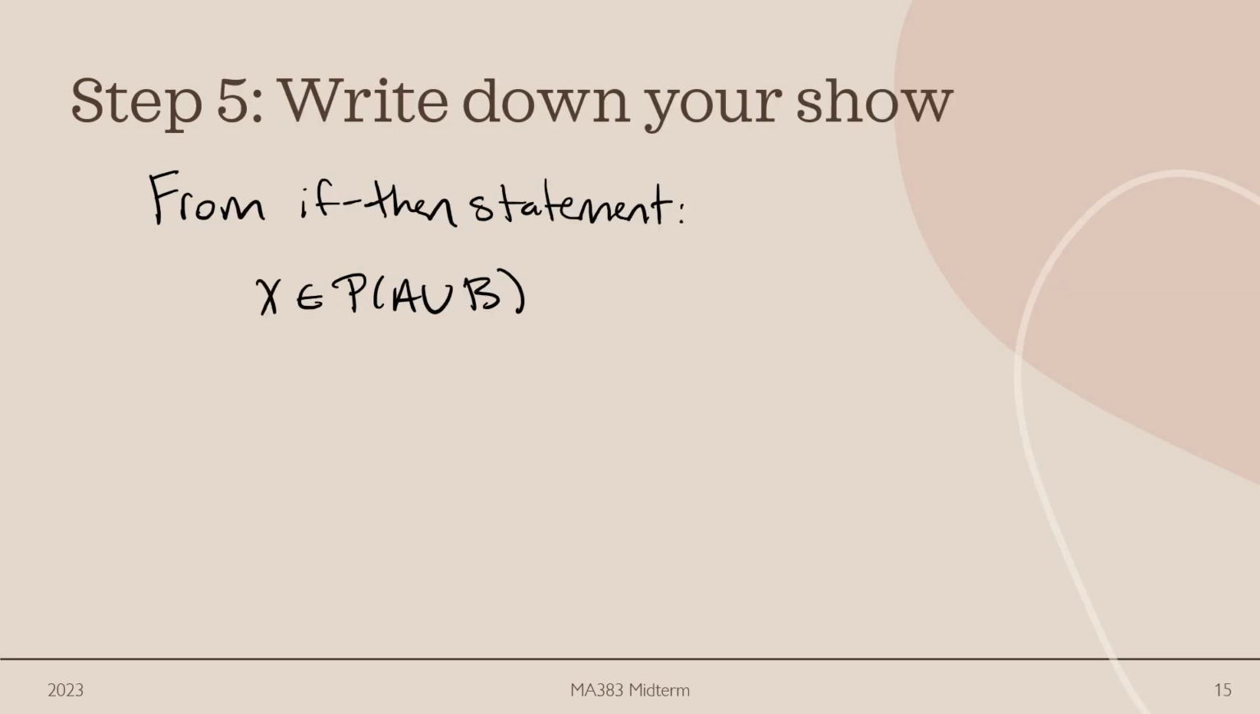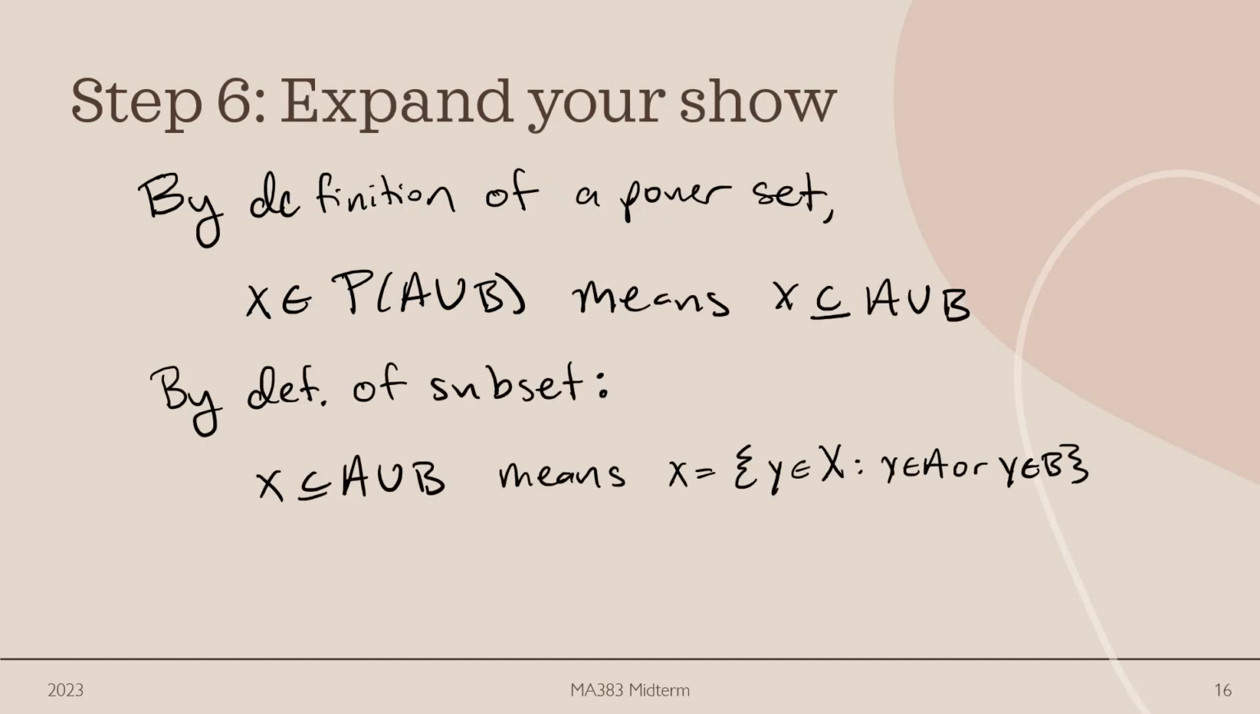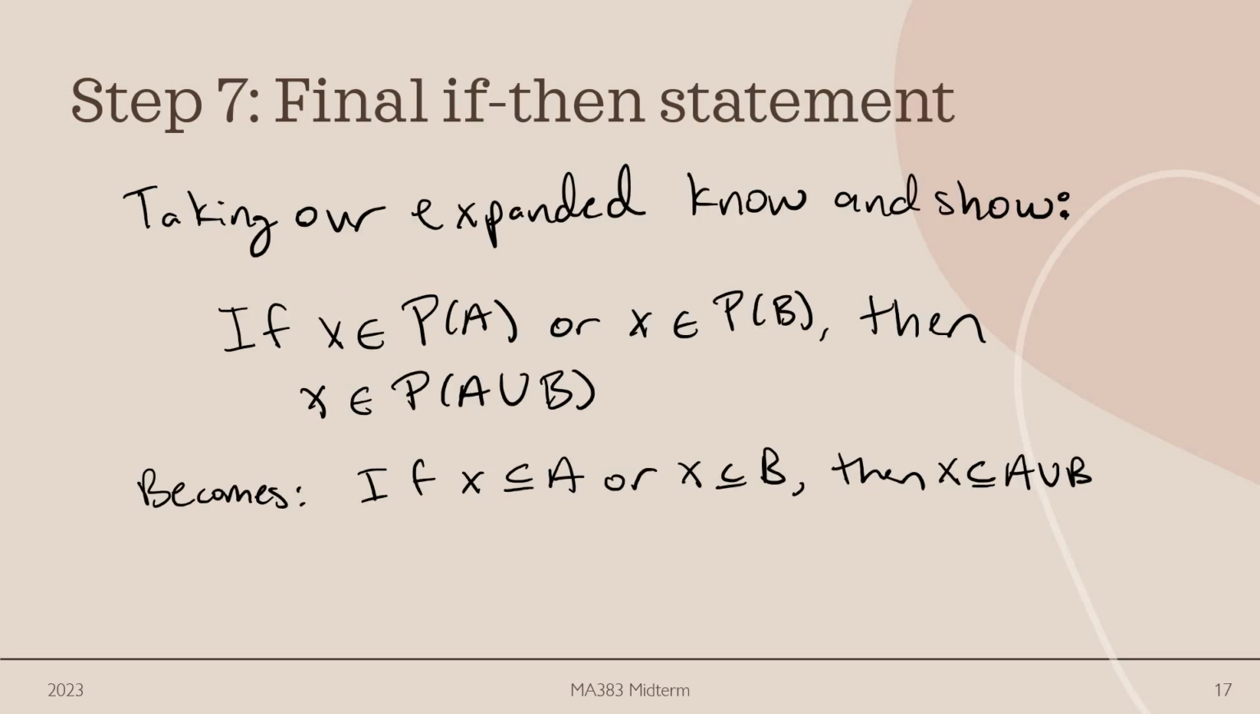Now, write down your show. So again, from the if-then statement, we take the stuff after the then. Here we have X element of the power set of A union B. Now, by definition of a power set, the same way we did for the know, if X is an element of the power set of A union B, then X is a subset of A union B. And by definition of a subset, X being a subset of A union B means that X is the set of y in the universe, such that y is an element of A or y is an element of B.